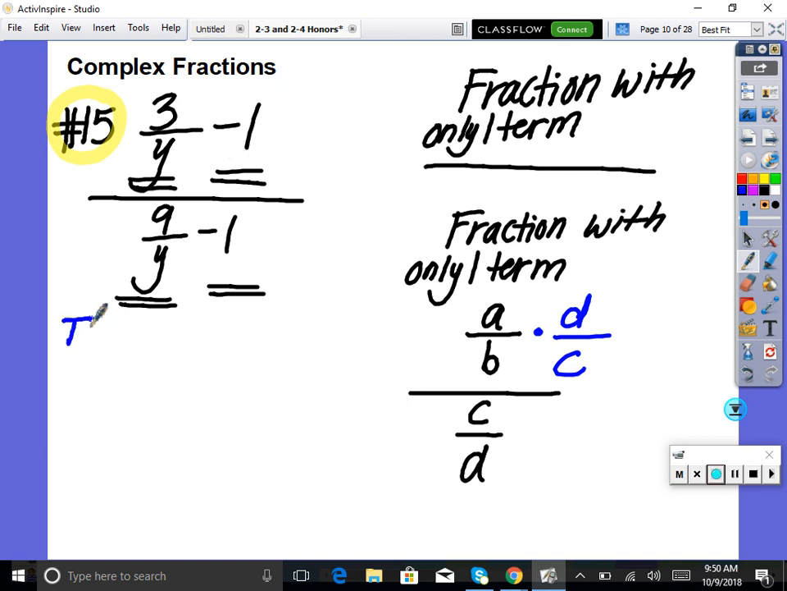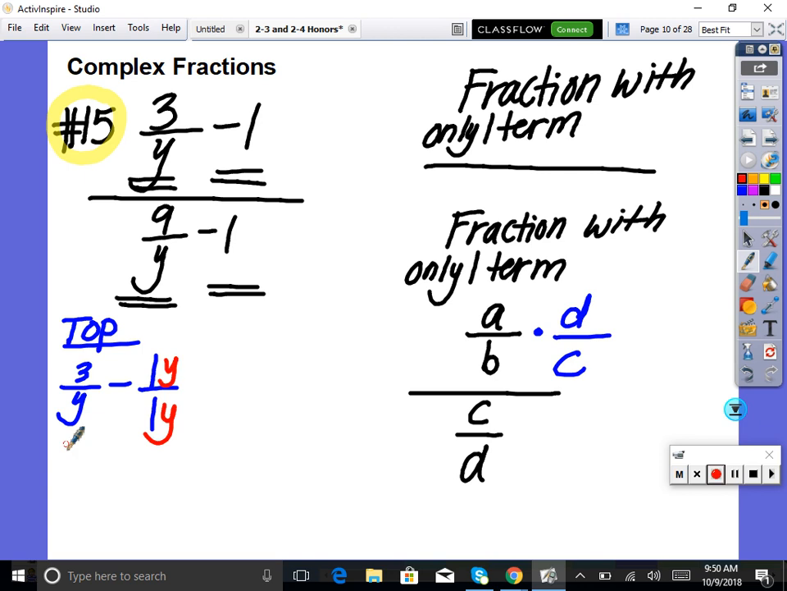You say, okay, I'm going to do the top first. So the top is 3 over y. Now watch. People always get thrown off with this. Don't. It's minus 1 over 1. That's what it is. So our first step when adding fractions is get a common denominator. So we times by y over y, wouldn't we?